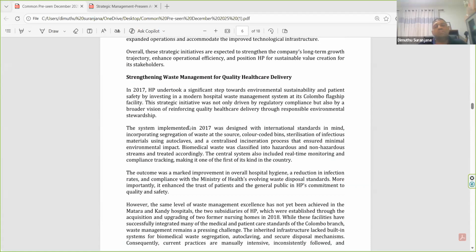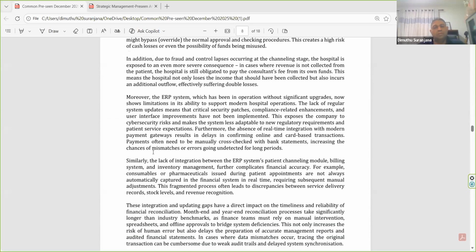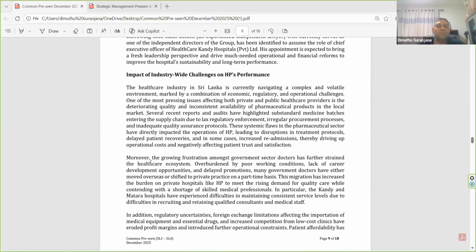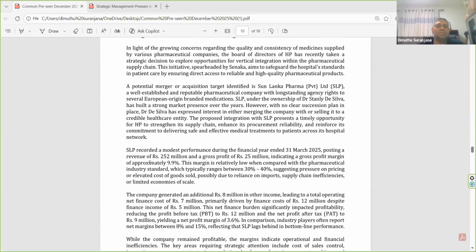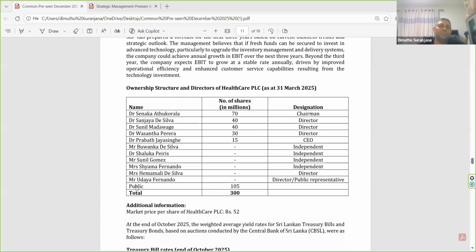Then strengthening waste management for patient delivery, and the ERP system to enhance operational efficiency and patient channeling. So he has given this ERP separately, which indicates that you want to be familiar with the ERP related to this. Then governance and leadership update, impact of industry-wide challenges and increased performance. So industry analysis, strategic direction on pharmaceutical integration. So more information about the future strategy you can apply.